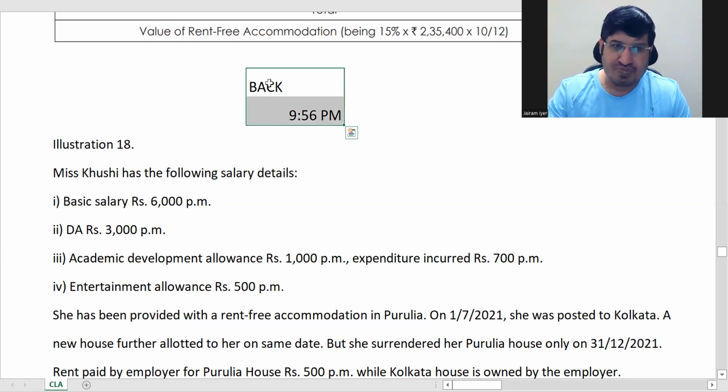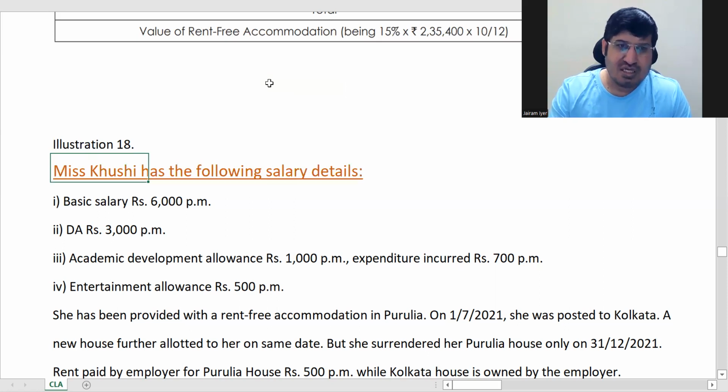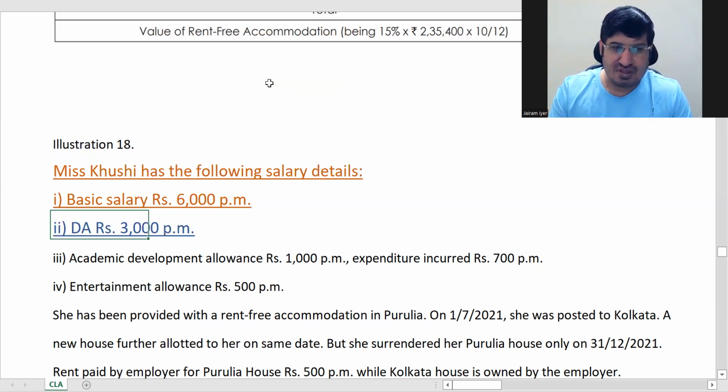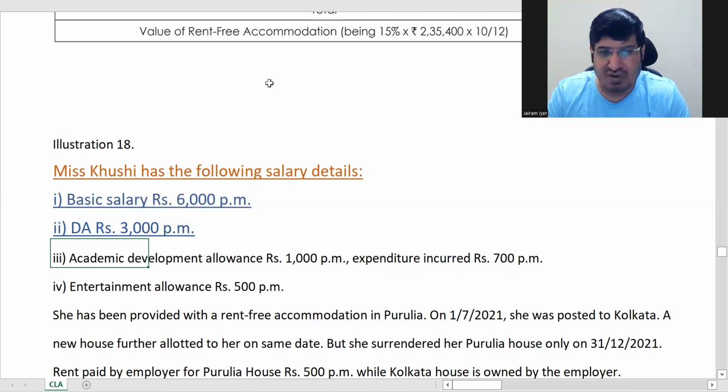Okay, so we'll continue. The next problem says, Miss Khushi has the following salary details. Basic salary, DA. Nothing has been mentioned with DA, so the full amount forms part of salary. Basic salary, DA, academic development allowance. This is among those six allowances, 10, 14, 1. Professional development allowance and academic development allowance are all the same thing, academic allowance.